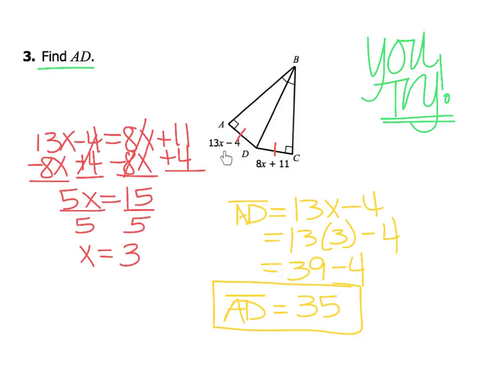So what we can do is set these equal to each other to solve for x. So we do that, we solve for x, and we get 3. But we want to find AD, so we need to go back and plug it into 13x minus 4. So we plug 3 in for x into 13x minus 4, and we get that AD is 35.